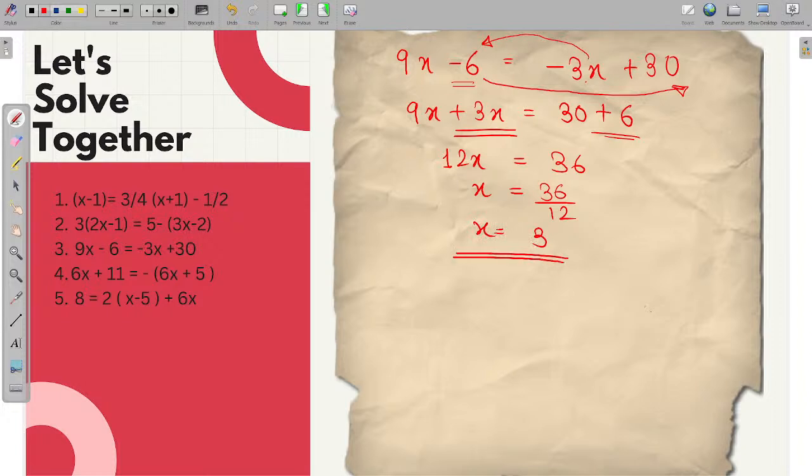You have to remember the tables also. See, in maths, remembering the table is the most important thing. Okay, it makes your calculations much faster. Okay, let's move on to the next question.